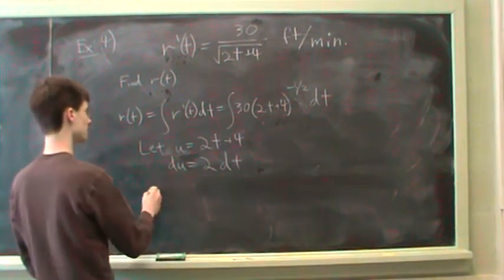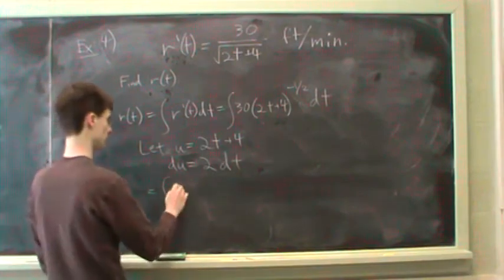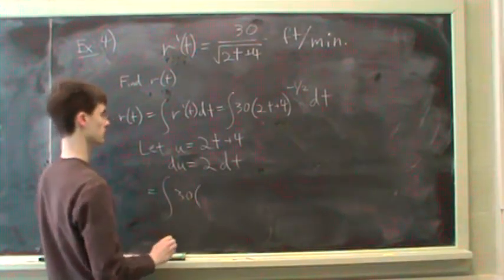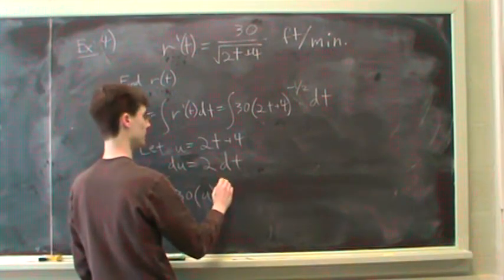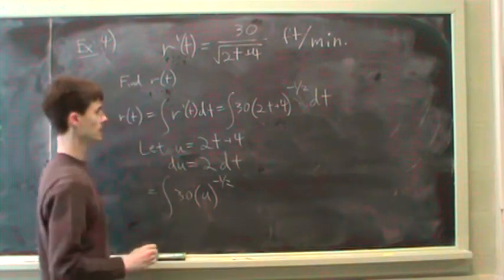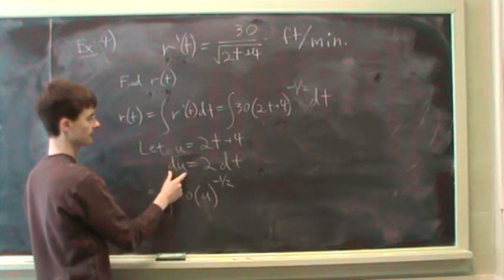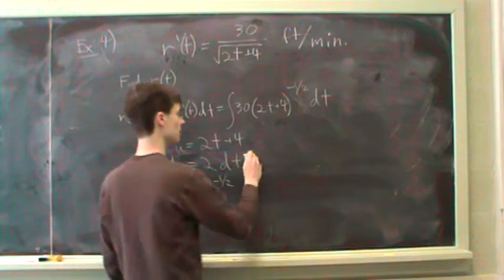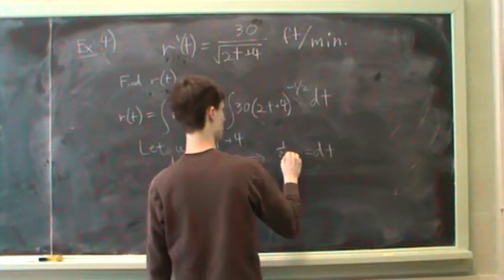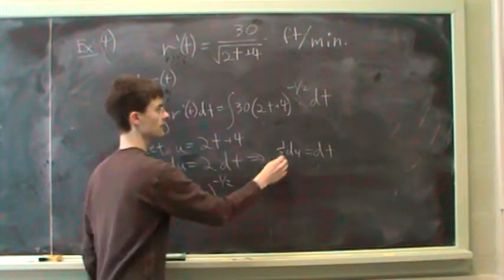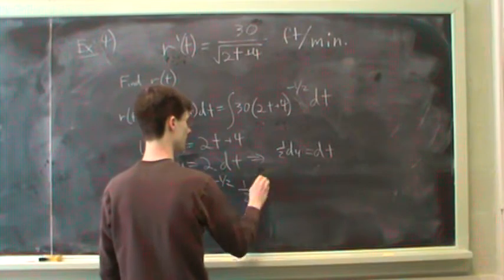So now what happens is the integral will become, keep the 30, now the 2t plus 4 will just be u, the exponent will be the same, and we're going to replace dt with 1/2 du. So basically we solve this equation for dt, and dt is going to be 1/2 du. So we replace dt with 1/2 du.